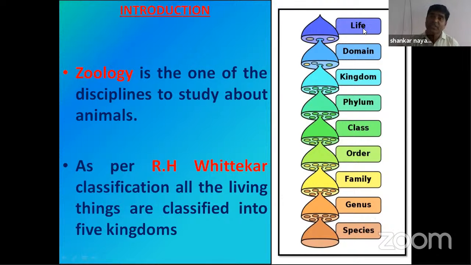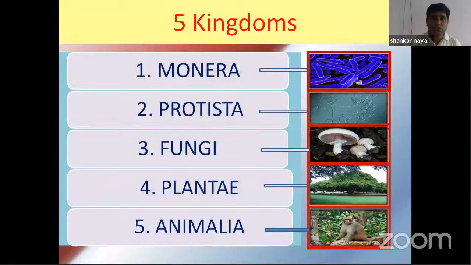Okay, so life is classified into domains. Domain is classified into 5 kingdoms. As per R.H. Whittaker, 5 kingdoms are there. All the animals are classified into 5 kingdoms. So what are those 5 kingdoms? You can see Monera, Protista, Fungi, Plantae, and Animalia.